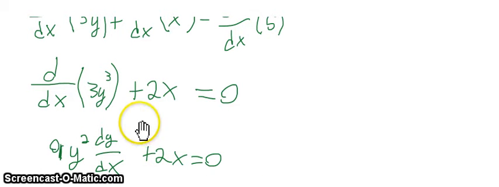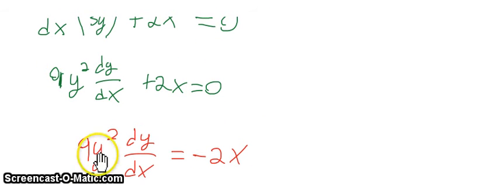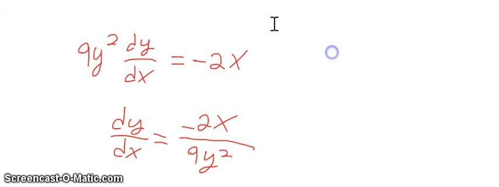Now you need to isolate for dy/dx. So first you would move the 2x over to get 9y squared dy/dx equals negative 2x. You would then divide by 9y squared to get dy/dx equals negative 2x over 9y squared. Now that we have finished an easier one, let's try one that's more difficult.